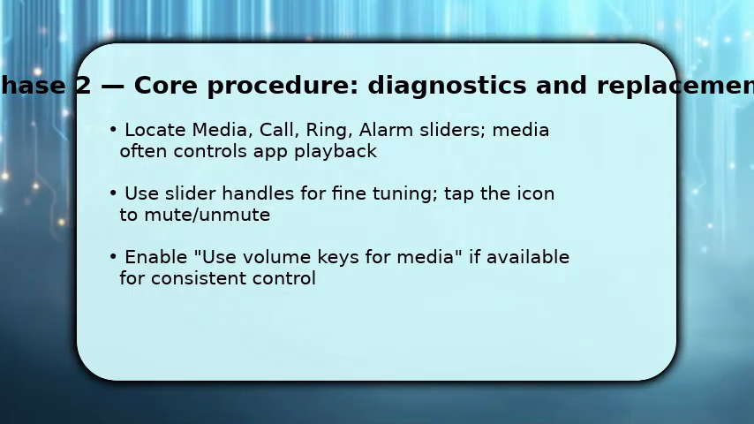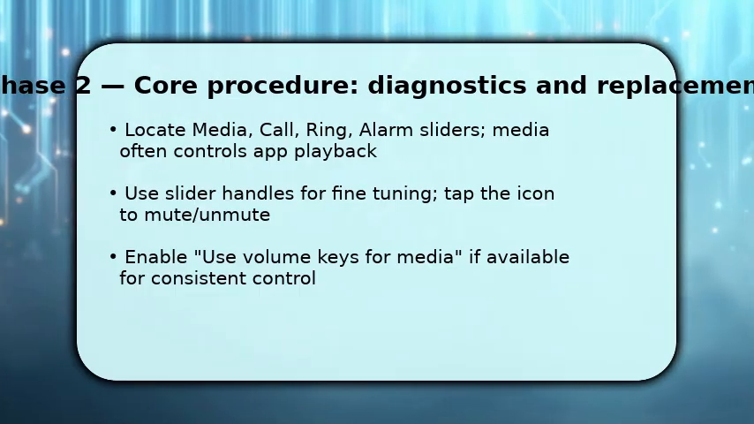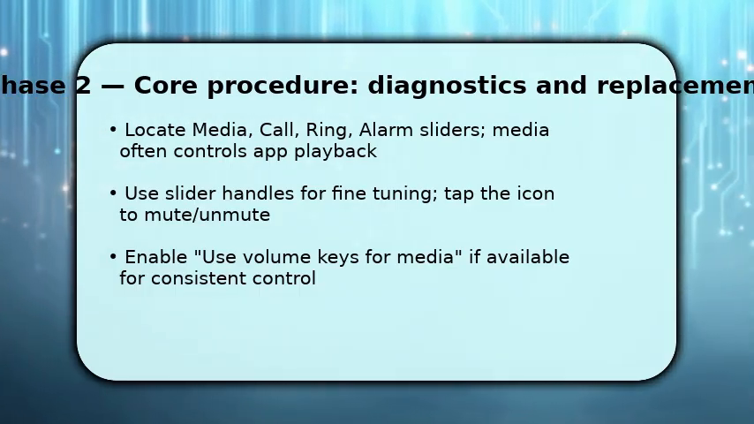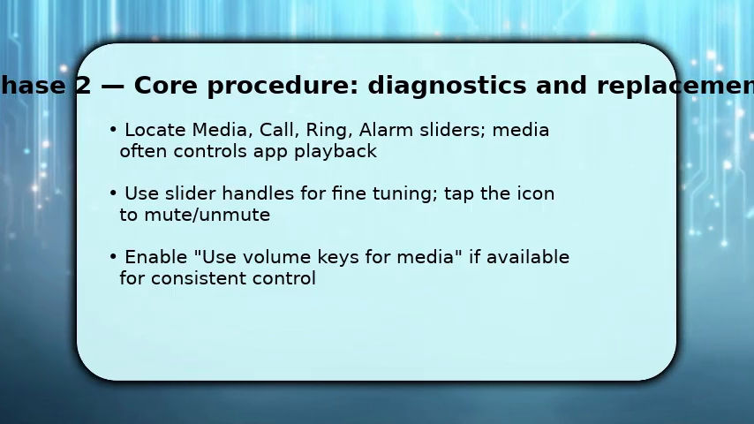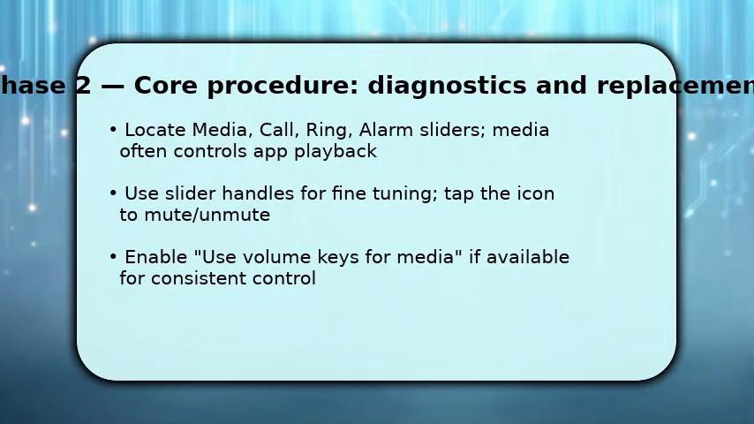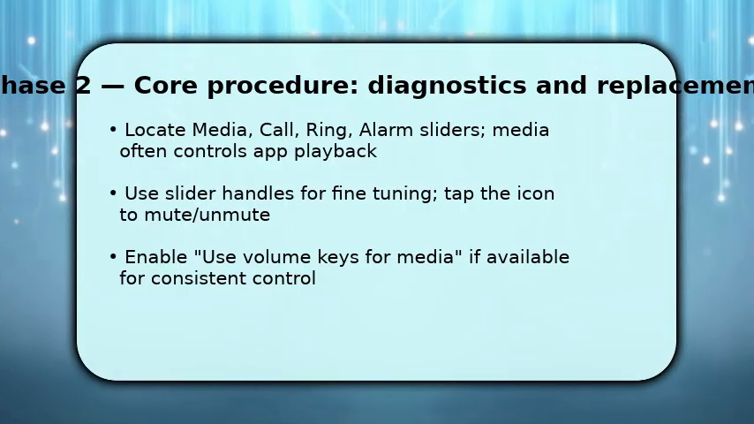You can tap the speaker icon to toggle mute. If your device offers a toggle like Use Volume Keys for Media, enable it so later presses adjust media by default. Once you've set levels, play a short clip to confirm. That verifies the change and reveals if another app is overriding the system volume.